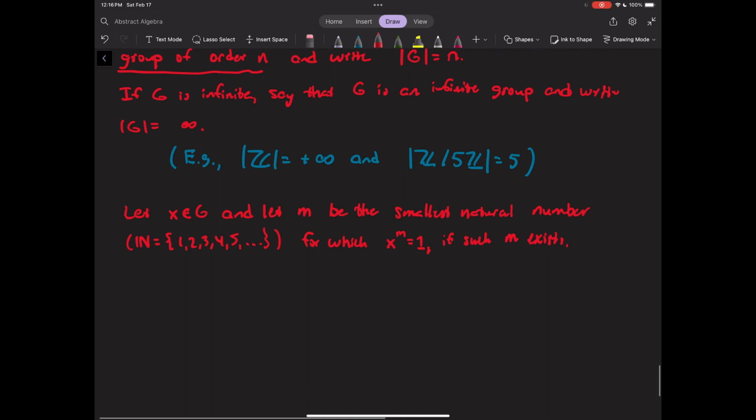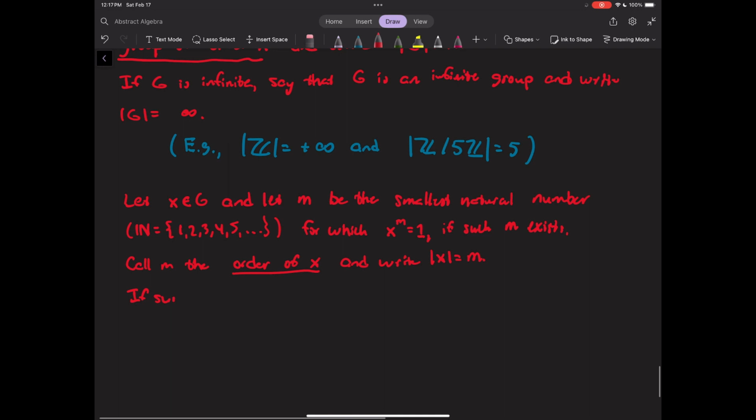Should such an m exist, call it the order of x and write absolute value of x equals m. If such m doesn't exist, write, well, what do we write? Order of x equals infinity, and say that x has infinite order.